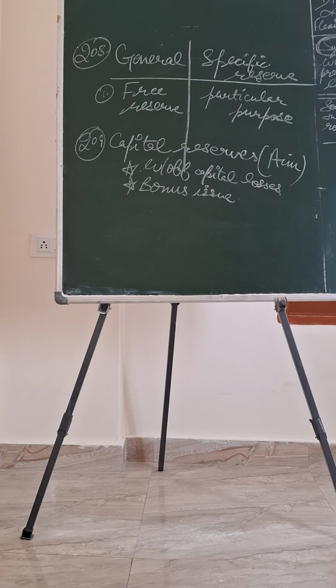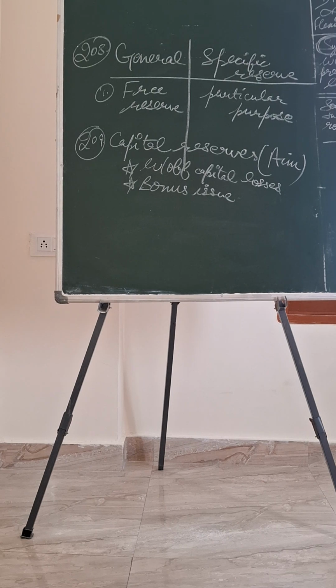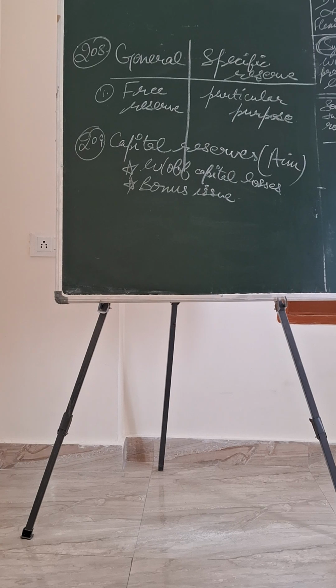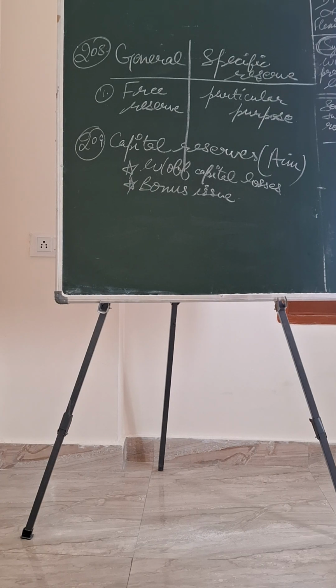Then we have an important ratio, that is gaining ratio. The ratio in which continuing partners acquire the outgoing partner's share is called the gaining ratio. Then we have shares with us. Preference shares we have with us. And then we have section 78, that is issue of shares at premium.